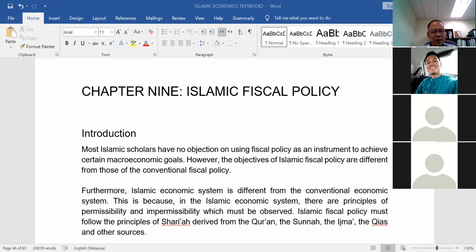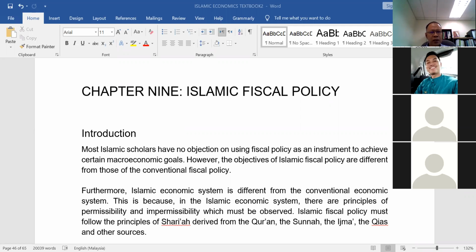Saya mengajar, saya boleh mengajar subjek-subjek macam ekonomi Islam, zakat, wakaf, fiqh muamalat. Dari satu segi macam ustaz lah juga. Betul. Cuma saya tak mengajar dalam bahasa Arab, mengajar dalam bahasa Inggeris. Itu je lah. Betul. Okay, let's continue Islamic fiscal policy.